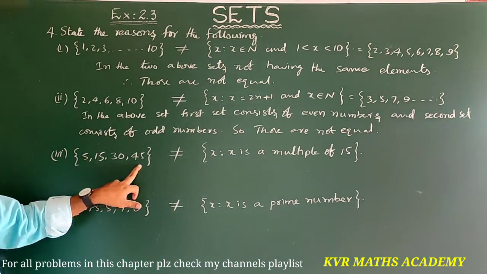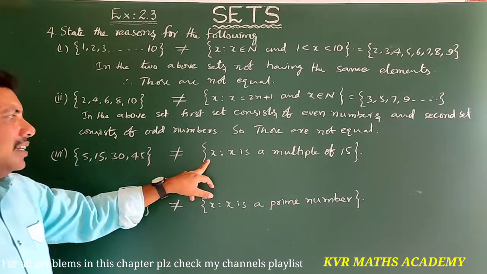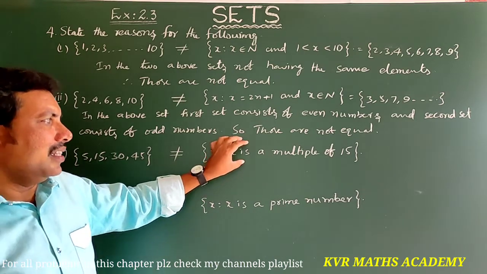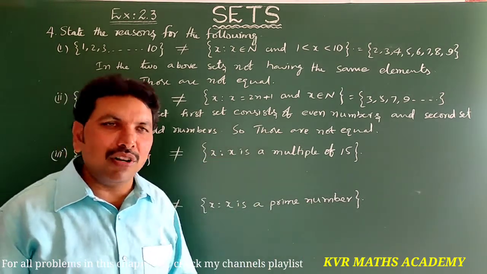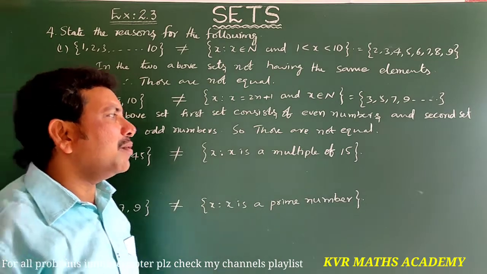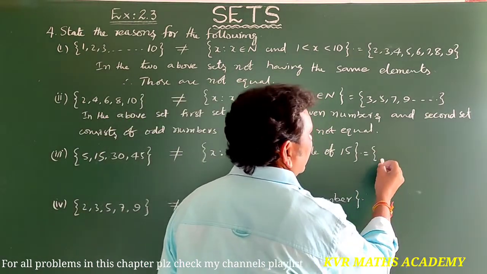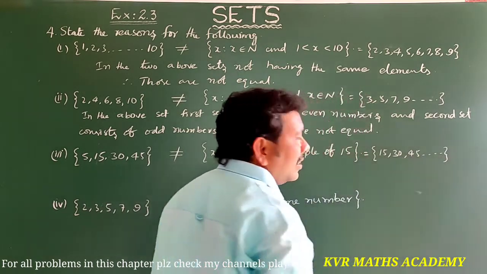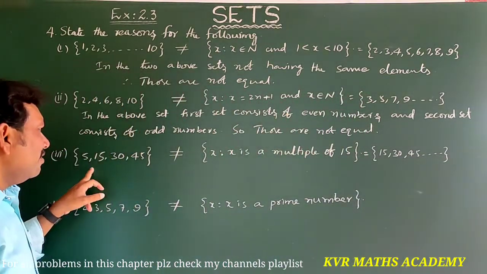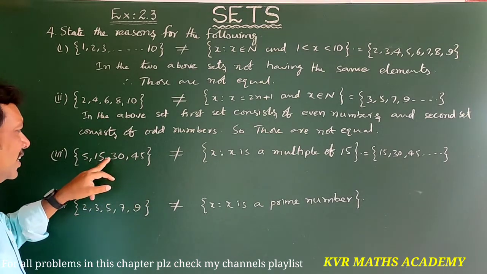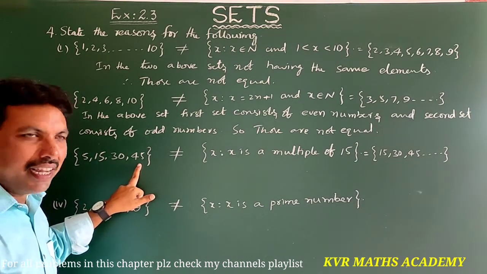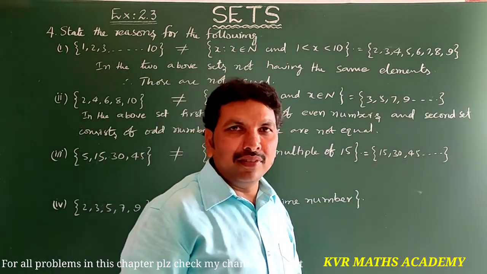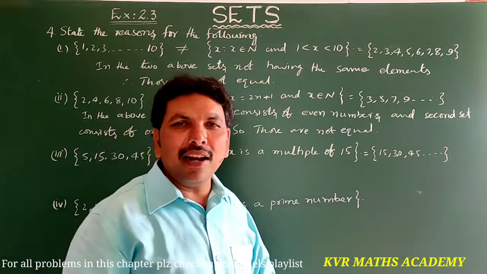Third question. {5, 15, 30, 45}. And this is {x : x is a multiple of 15}. So first this set-builder form is there, no? So convert into roster form. So x such that x is a multiple of 15, that is, 15, 30, 45 and so on. Right? So in the first set, 5, 15, 30, 45. So here 15, 30, 45 are multiples of 15. So 5 is not a multiple of 15. Here these are all multiples of 15 only. So that's why these both are not equal.